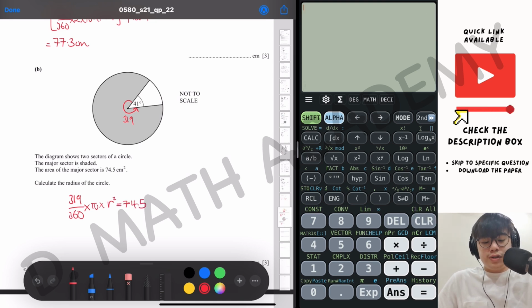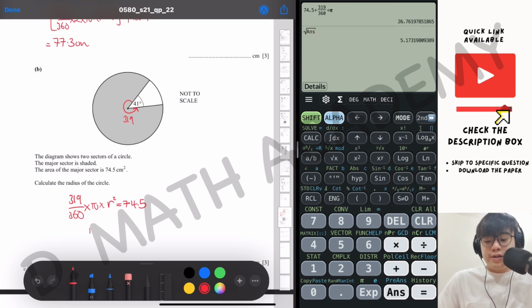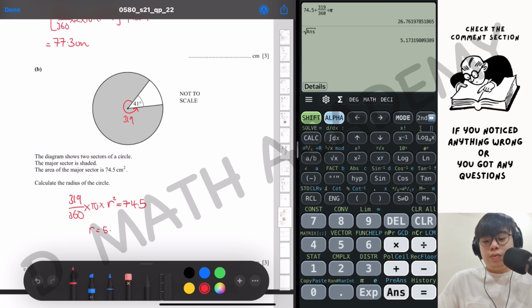So to get to the answer, 74.5 divided by 319 over 360, divided by pi again. Okay, square root these answers. You will get your radius as 5.17 after correcting it to 3 significant figures.